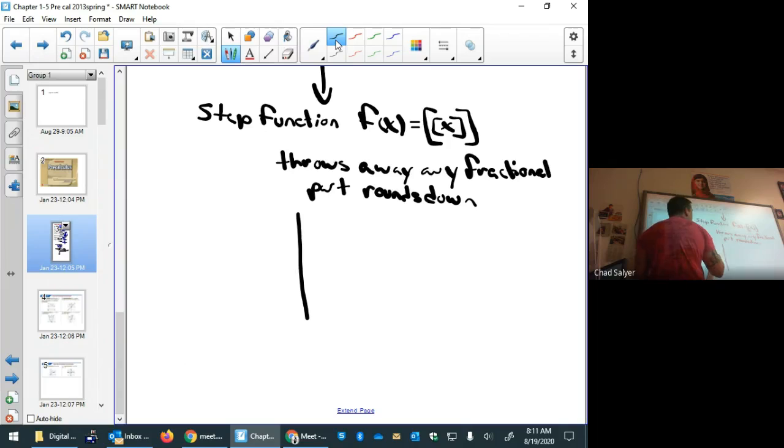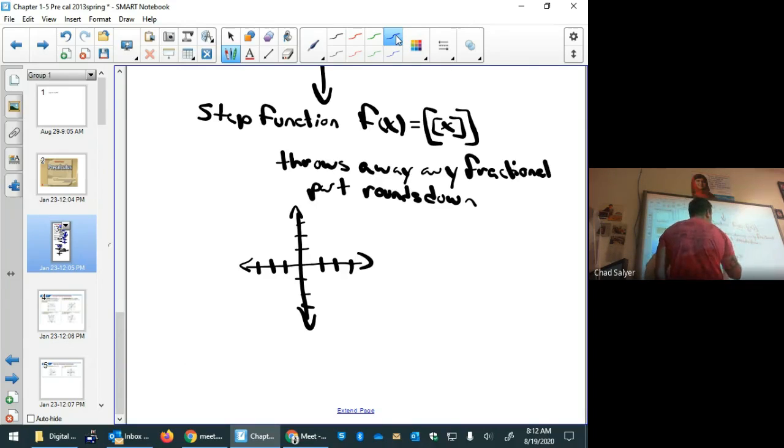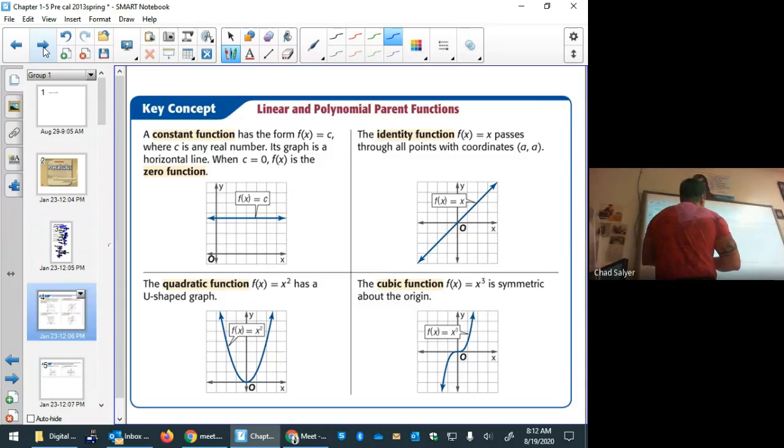Which creates kind of a funny graph. So I'll show you what that looks like. You have these steps, like so. So that's a pretty interesting looking graph. That's for the step function. Okay, so your book has a list of these and some interesting things about them. Feel free to look through there.